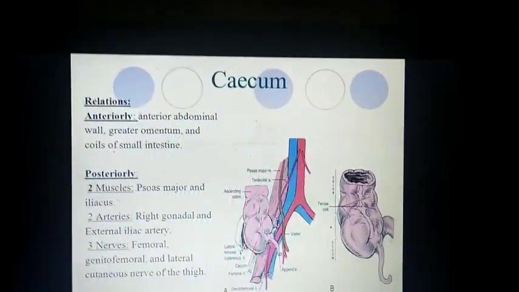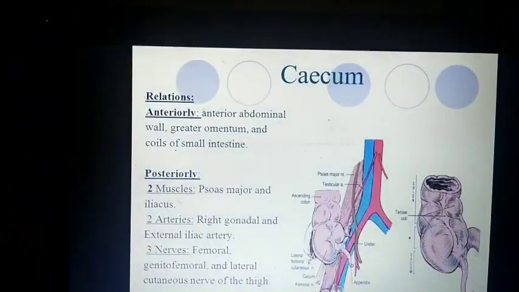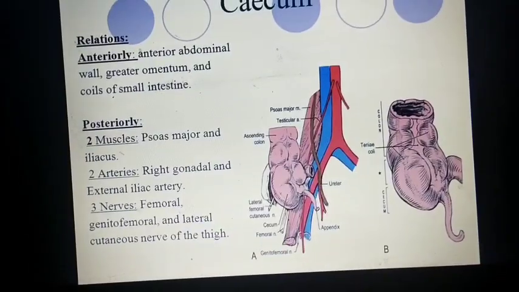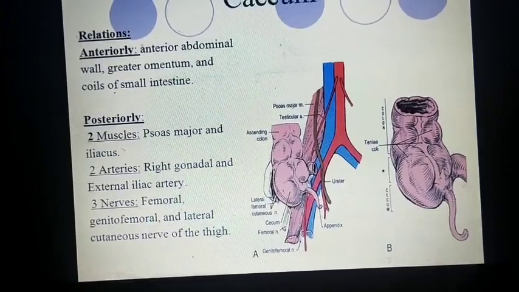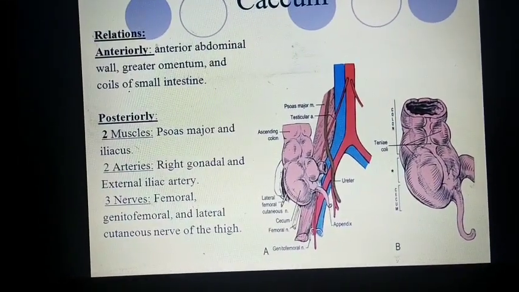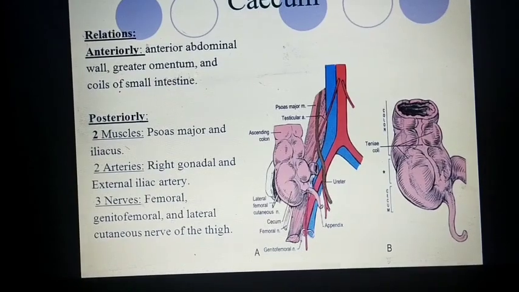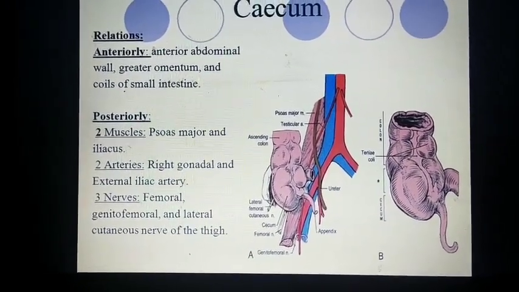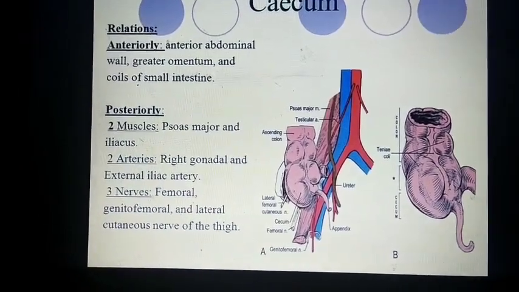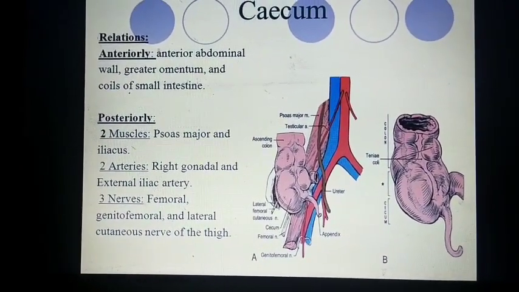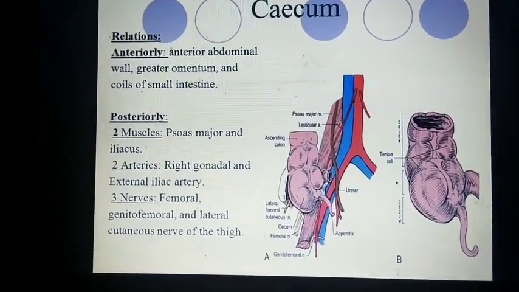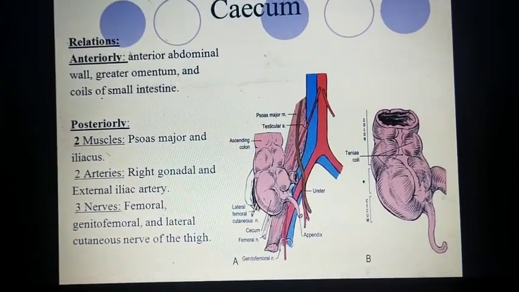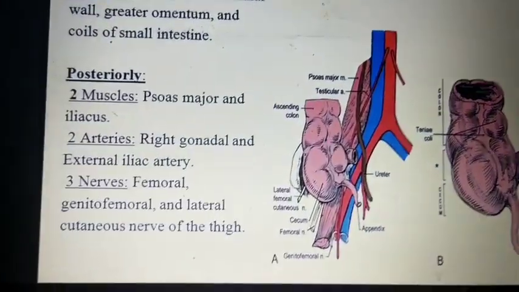Then here we can go for the relations of the cecum. The cecum is a pouch-like connection at the junction of the small intestine and large intestine. In relations, anteriorly it has the anterior abdominal wall, greater omentum and coils of small intestine. Posteriorly it has two muscles: one is the psoas major muscle, another one is the iliacus muscle.